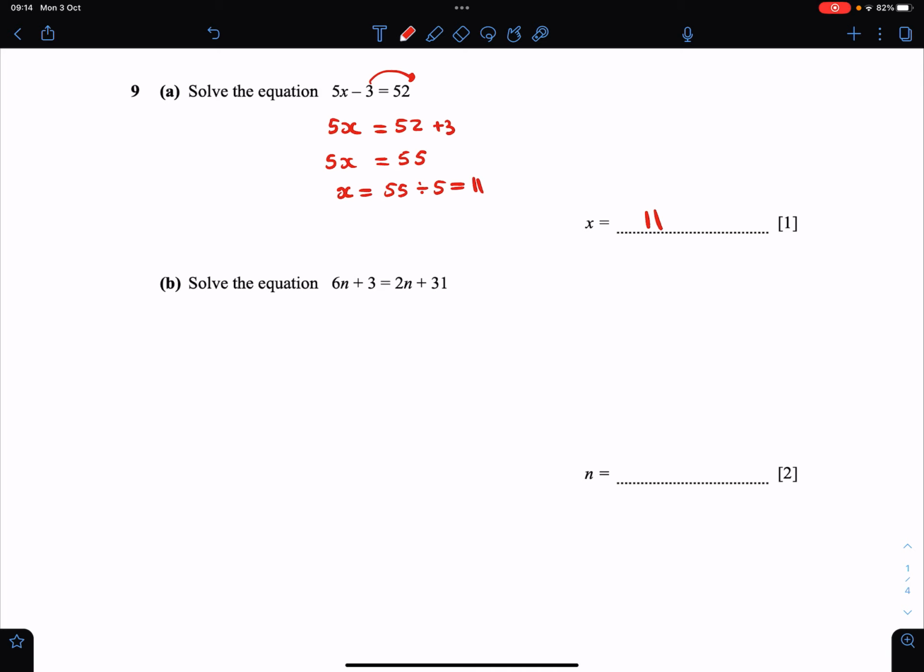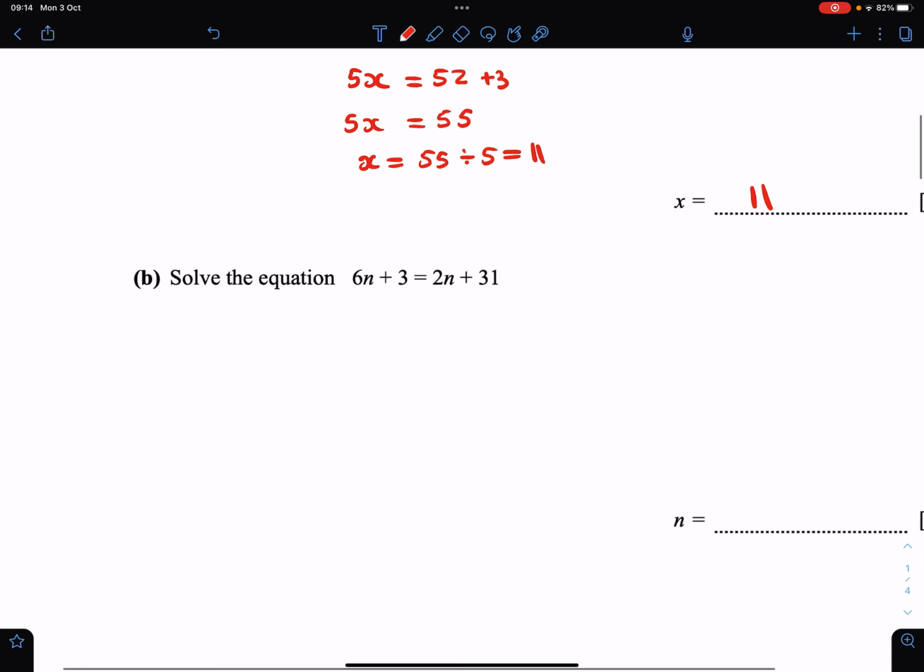So what I'm going to do to solve this is basically a sort of exchange. I'm going to take 2n from the right and move it to the left. And 3 from the left to the right. Okay, you will see the reason. Happy with this? Good. So if I do that, I'm going to have 6n, which is already on the left.